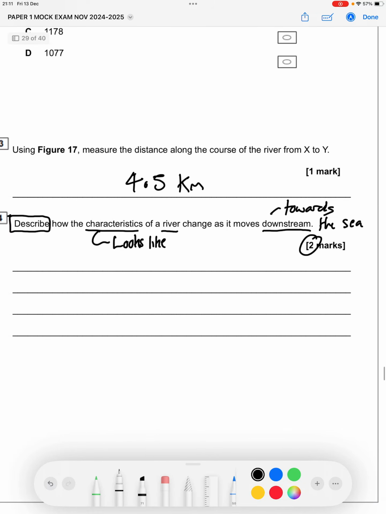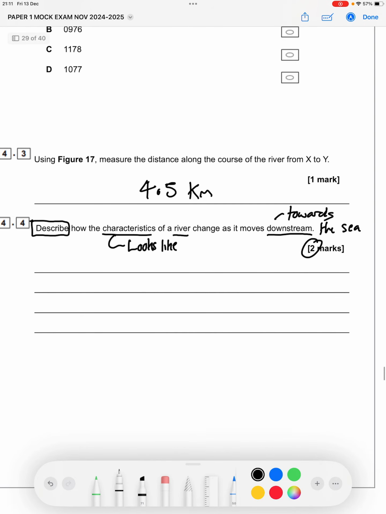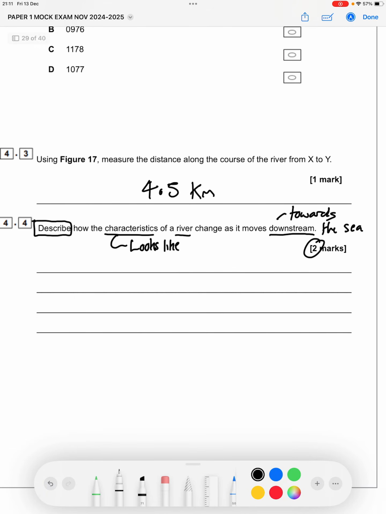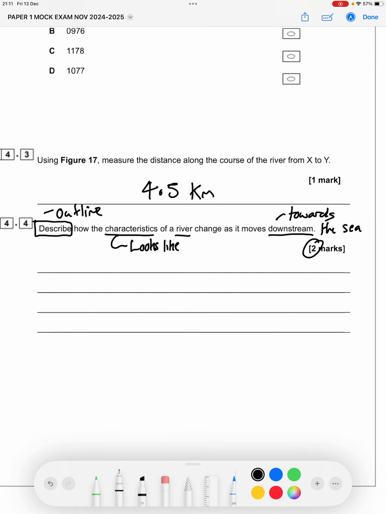2 marks. Now, this is one of those examples where, because this is a mock with AQA style questions, I actually think in a real exam this would probably be more of an outline. Okay, but what you'd want to do here is probably just give a couple of ways a river changes as it moves downstream. So for me, you'd be saying things like it gets deep.